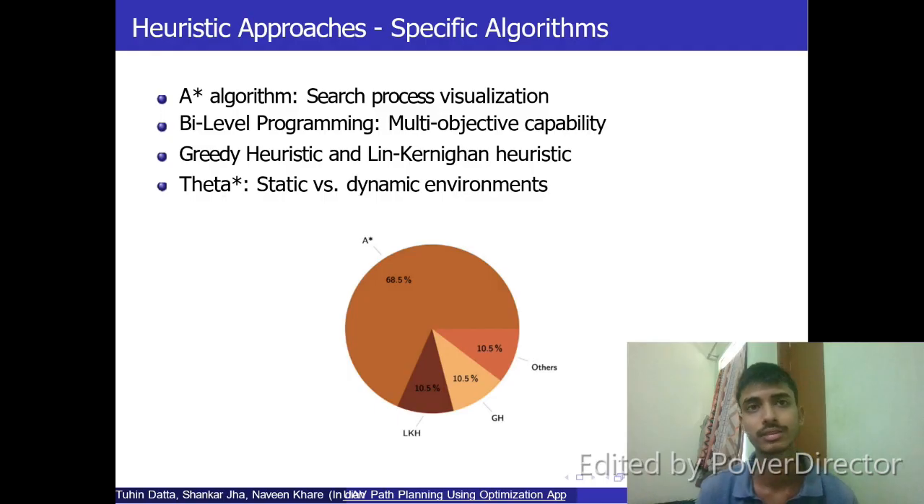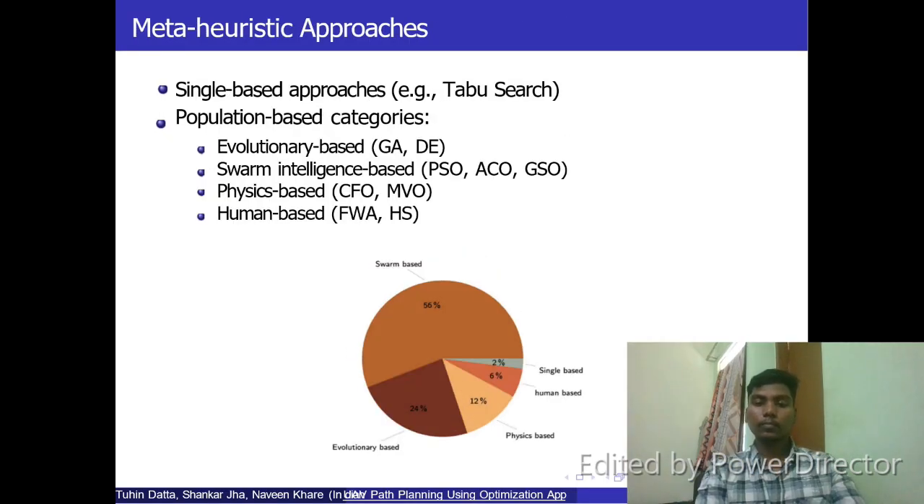Now I will pass the presentation to Naveen Khare, who will discuss the remaining approaches and comparative analysis. Thank you. Thank you, Tuhin Datta. I will be covering the remaining three approaches, starting with meta-heuristic approaches.